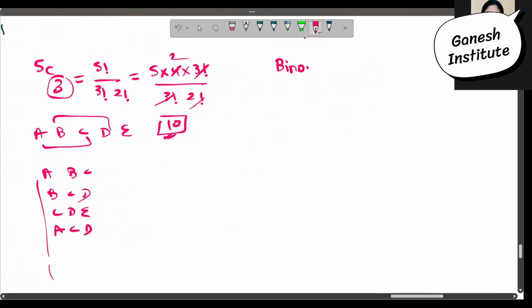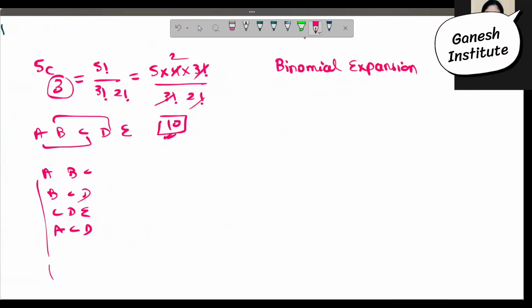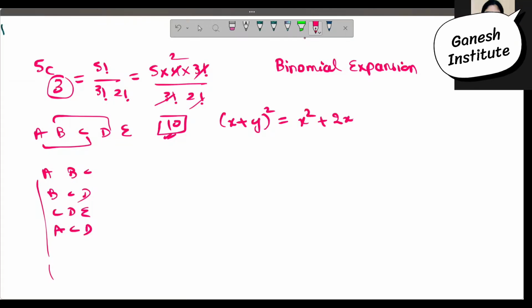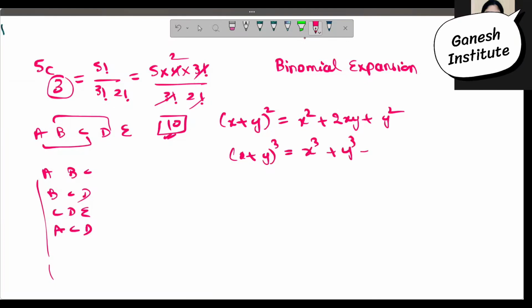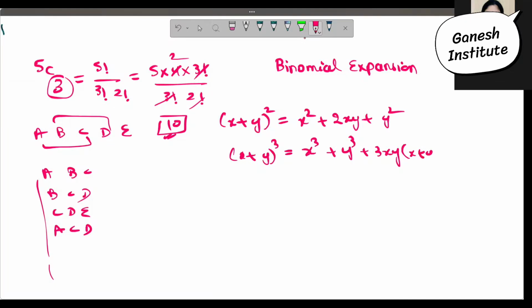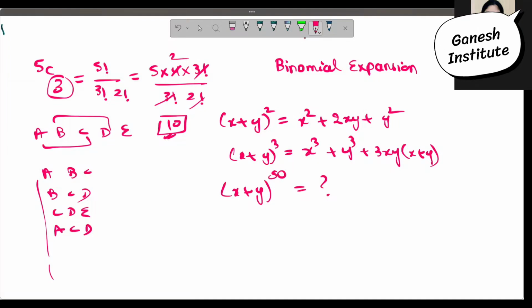This combination is also used in binomial expansion. For example, you know what x plus y whole square is? x square plus y square plus 2xy. This is the formula which we have learned in our previous classes. Similarly, this is x cube plus y cube plus 3xy, x plus y. But what if it is x plus y raised to power 50? Then how will we do that? Then we use combination. So this is a binomial term.